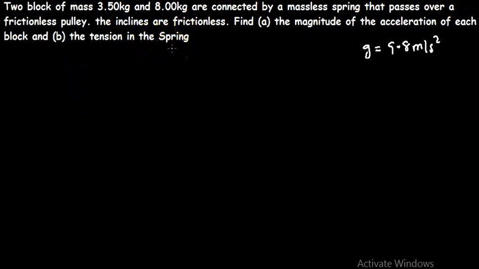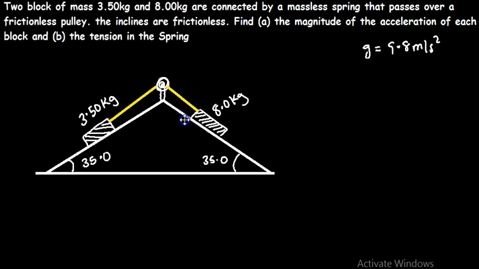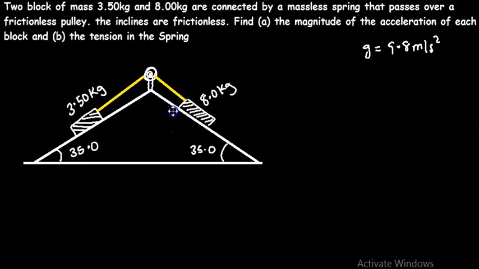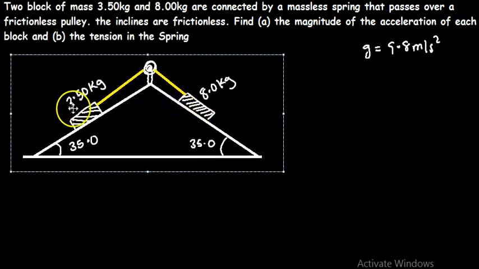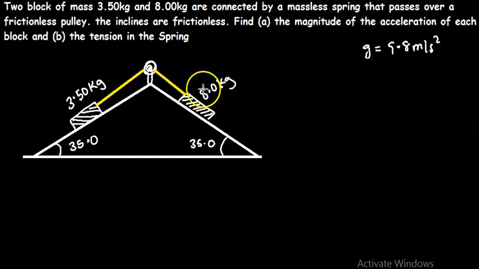How can we solve this problem? First of all, before we start solving this problem, let's look at the diagram. This is the first block, which has the mass of 3 kg, and this is the second one, which is 8 kg. But in this problem, we're not focusing on the angles. All we need to do is to find the magnitude of the acceleration of each of the blocks, and lastly, we need to find the tension of the spring.